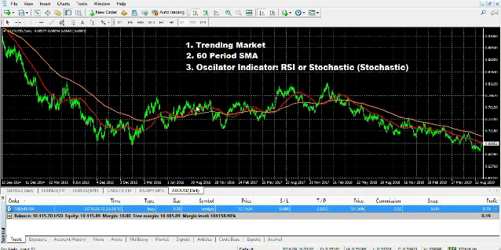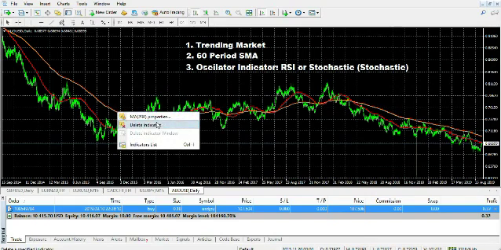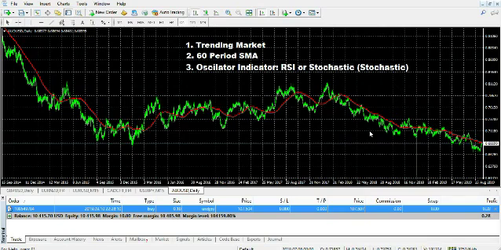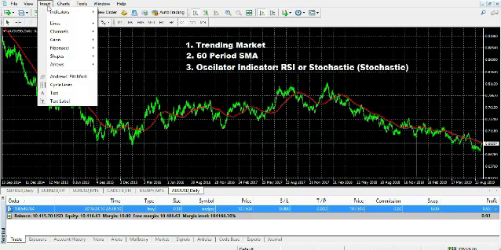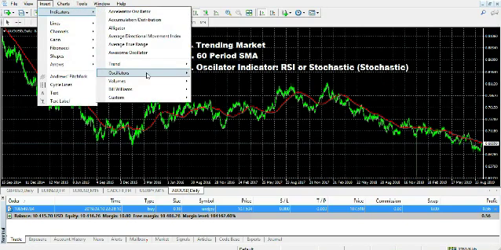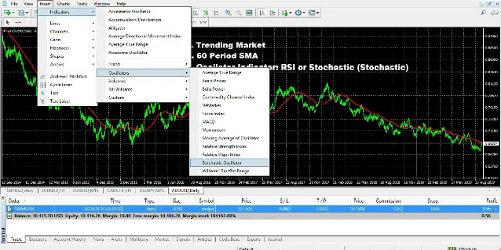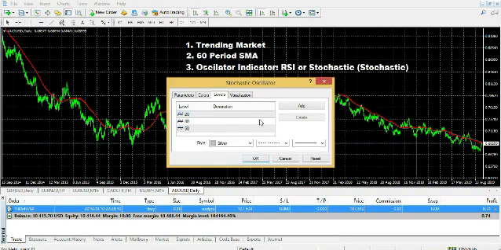Okay, so having cleared that, let me take the 200 moving average out of the way so we can see our setup clearly. Alright, so the next thing we are looking for is an oscillator indicator, either RSI or stochastic, and I said I prefer to use stochastic, so I'm just going to bring in stochastic right now. Insert, indicators, oscillators, and stochastic oscillator. So I'm going to maintain the default 20, 80, 50. If this is not your default, please set it to 20, 80, 50.